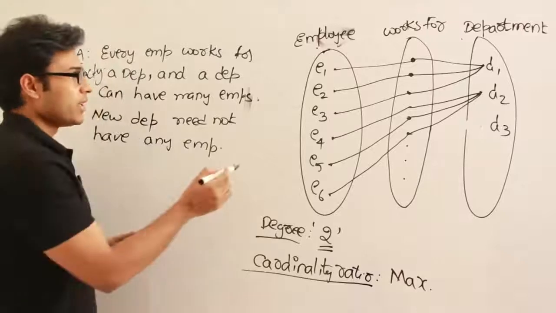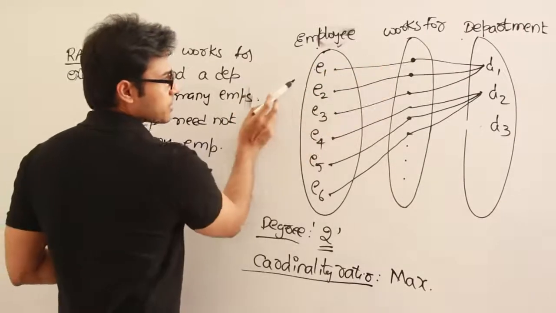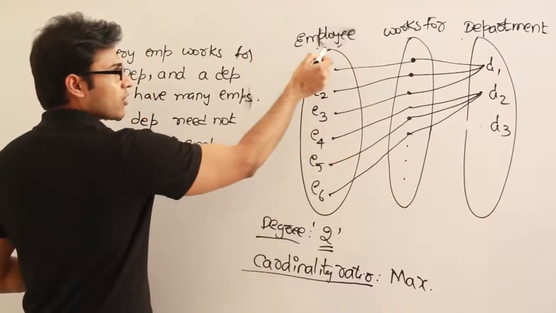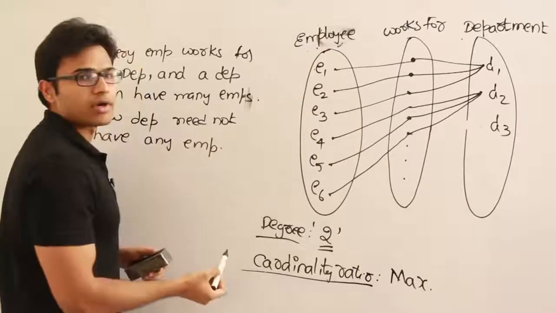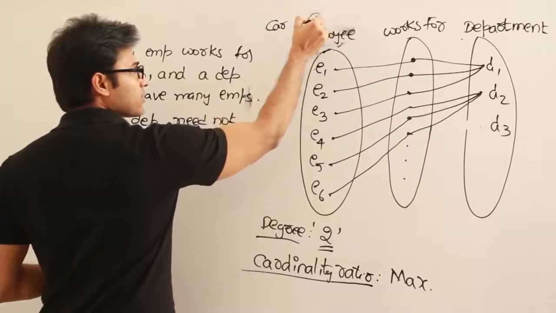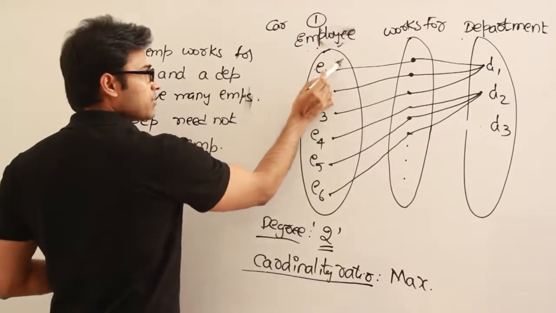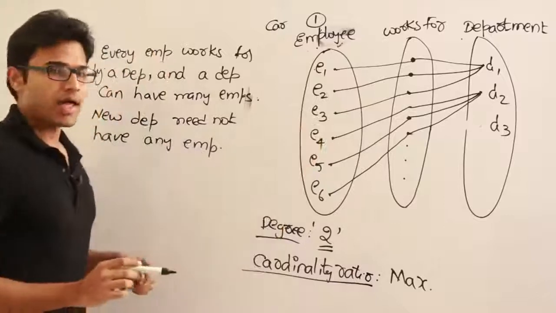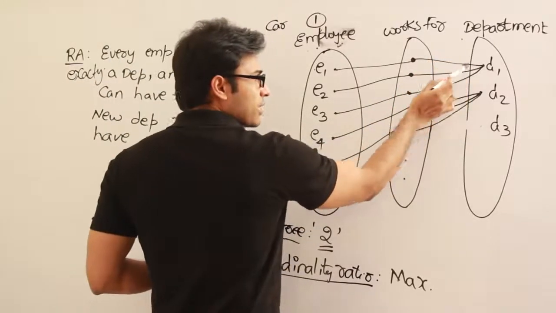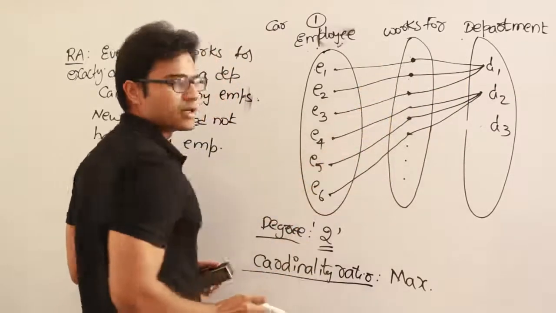For example, if you look at this E1, he can participate only in one relationship. Therefore, what is the cardinality of employee? The cardinality of employee is 1, because every entity in employee is participating in only one relationship. And what about the cardinality of department? Every department is participating in more than one relationship, isn't it?